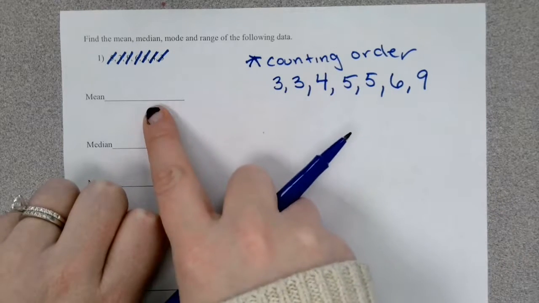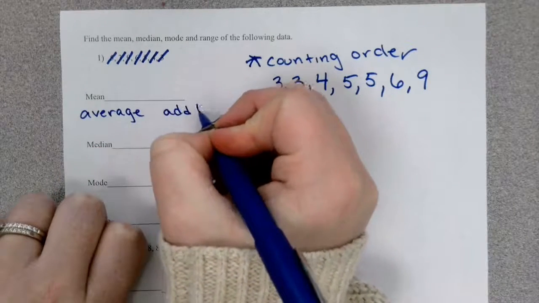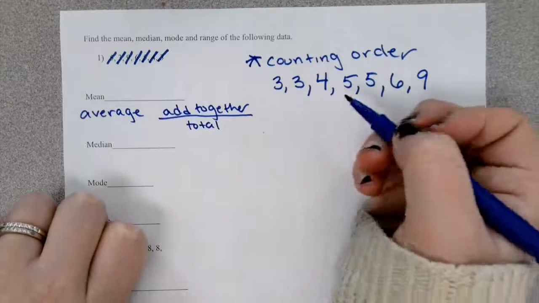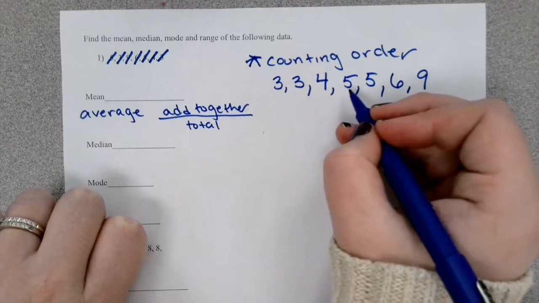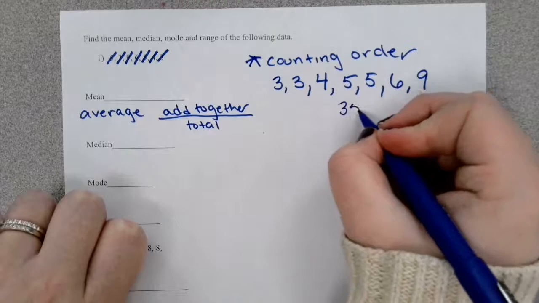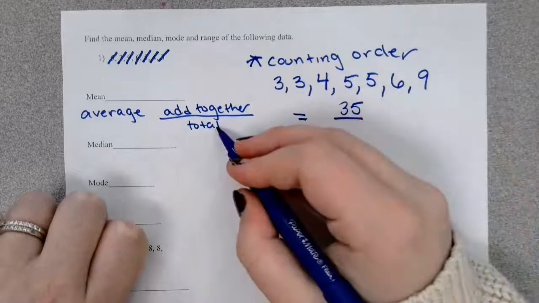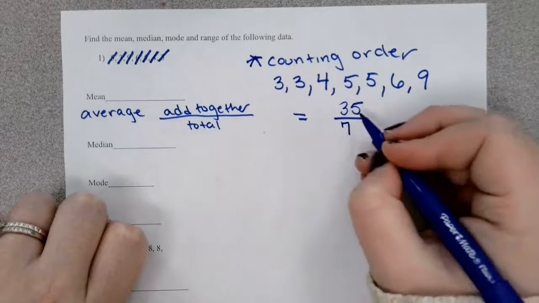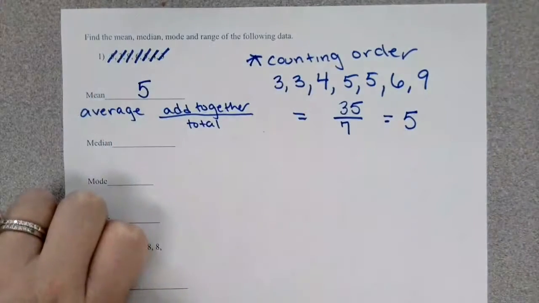Alright, so let's start with mean. Mean is your average. You add together and divide by the total number of numbers there. So let's add them together. 3 plus 3 is 6, plus 4 is 10, plus 5 is 15, plus 5 is 20, plus 6 is 26, plus 9 is 35. Okay, so those 7 numbers add together to equal 35. The total number we have, 1, 2, 3, 4, 5, 6, 7. 35 divided by 7 is 5. So my mean, or my average, is 5.